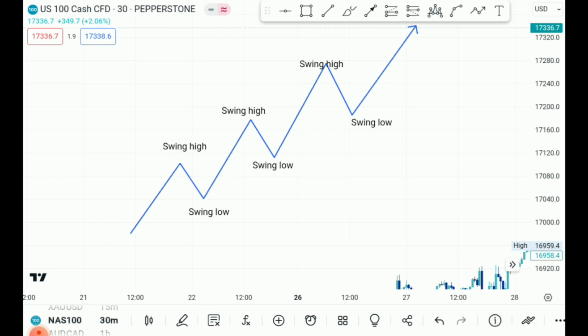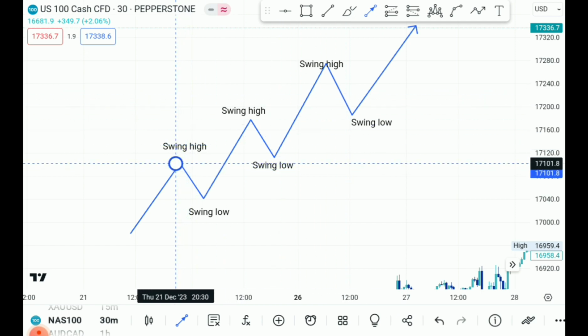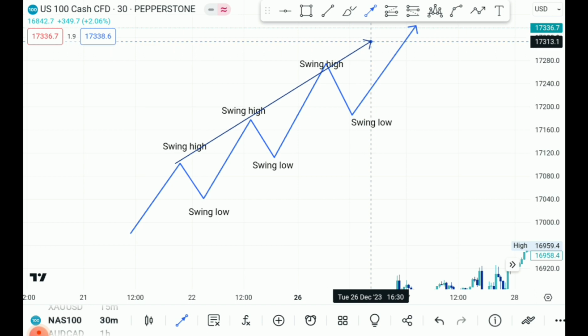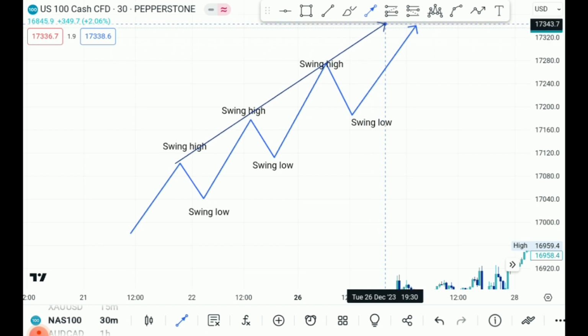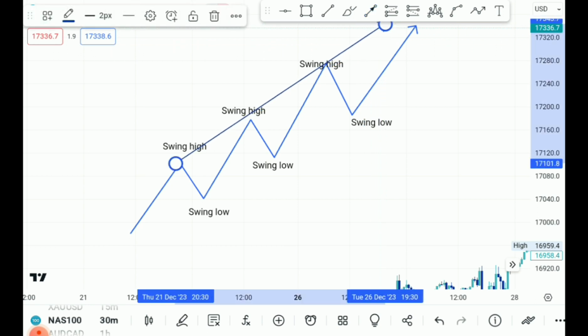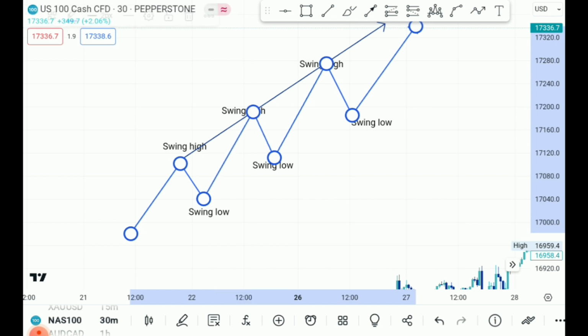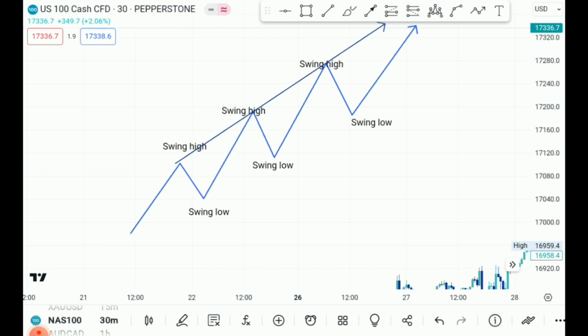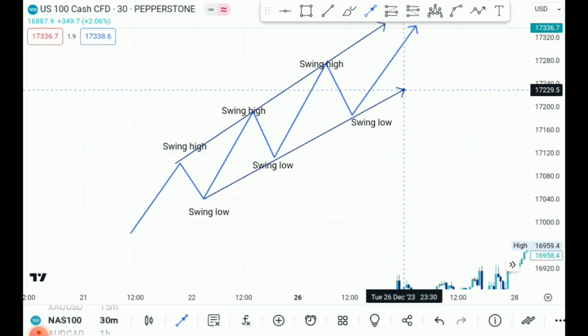Now a trend line is applied to connect the swing highs along the top and the swing lows along the bottom, like this. Swing high along the top and swing low along the bottom.